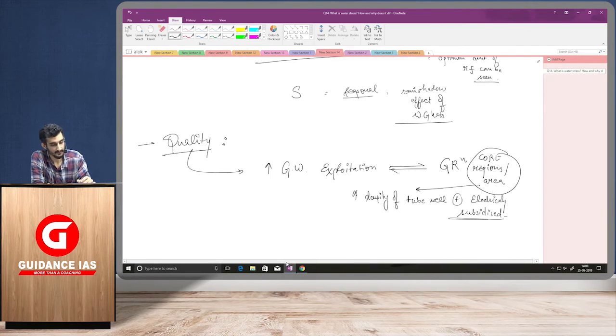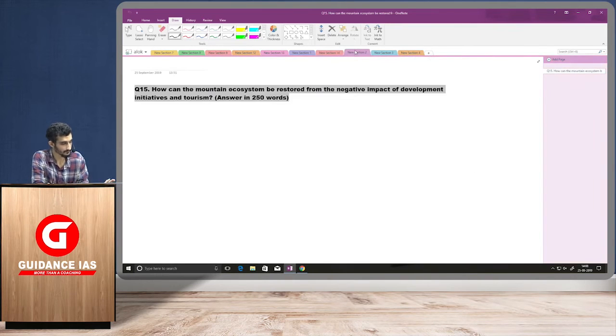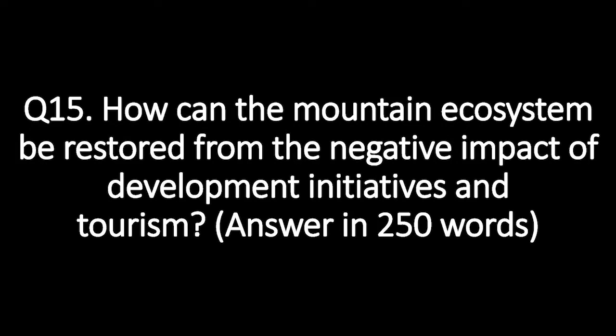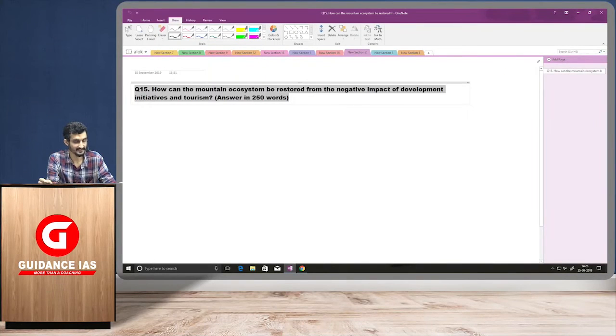So moving ahead, we have the sixth question with us, and that is question 15 in the paper. How can mountain ecosystems be restored from the negative impact of development initiatives and tourism? So last year they asked what are the challenges with the mountain ecosystem, but this time they have asked how to restore from those negative challenges.